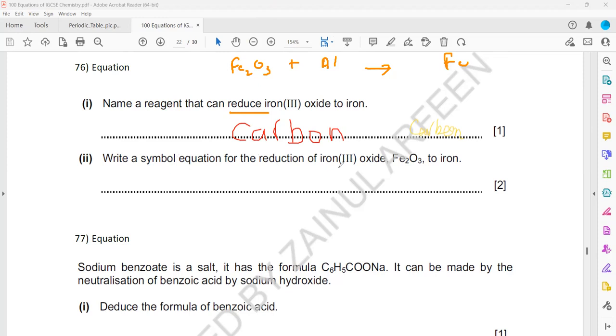Write a symbol equation for the reduction of iron 3 oxide to iron. So any equation is acceptable, like reacting with carbon monoxide, reacting with carbon. If I'm using carbon monoxide as a reducing agent, it will form iron plus carbon dioxide. This is the equation from a blast furnace, in which the iron oxide has been reduced to iron by reacting with carbon monoxide.